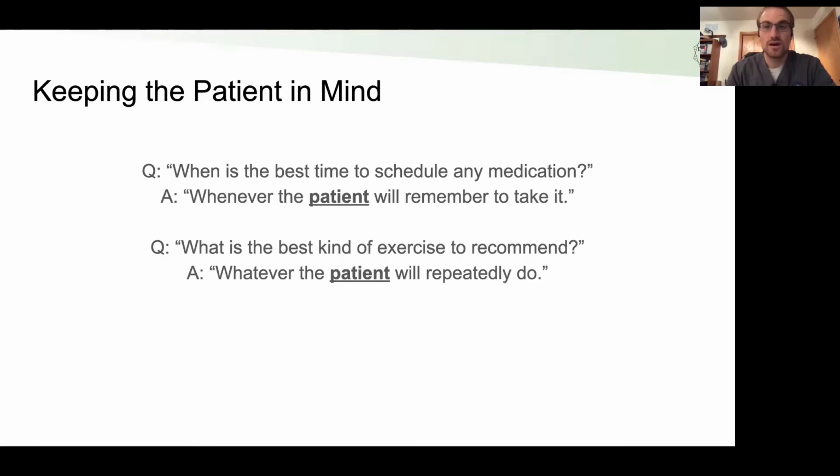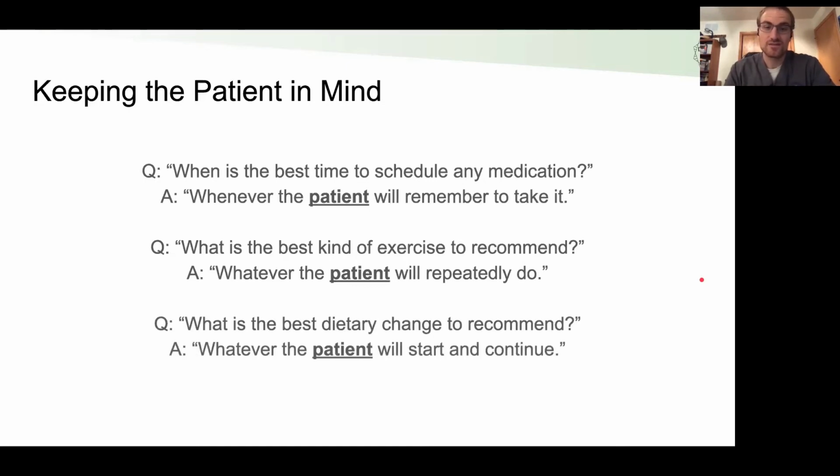If you want them to do high-intensity interval training and they're never going to do high-intensity interval training, you can recommend it as much as you want, but it won't happen. And so you're better off getting the patient to do something rather than to do the specific thing that you seem to think that they will most likely benefit from. And the last one, what's the best dietary change to recommend? And it's honestly whatever the patient will start and continue.